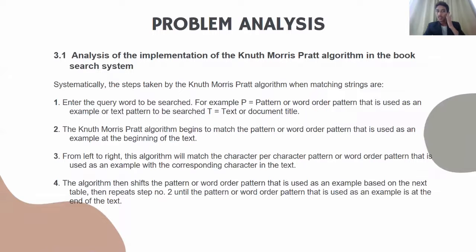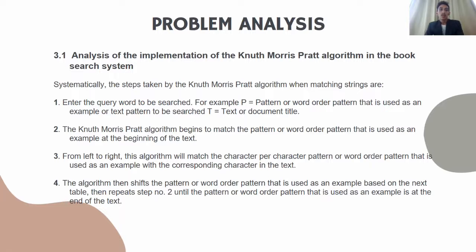Problem analysis. Firstly, analysis of the implementation of the Knuth-Morris-Pratt algorithm in the book search system. Systematically, the steps taken by the Knuth-Morris-Pratt algorithm when matching strings are: number 1, enter the query word to be searched, for example P equals pattern, or the word or pattern that is used as an example, and T equals text, the text to be searched or document title.